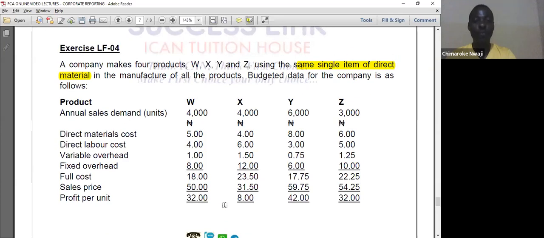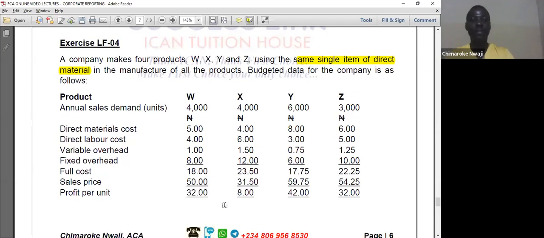78,000 naira worth of materials. So you see, this is a special type of limiting factor. Now they said direct material is going to be your limiting factor. So here, how do you change direct material from costs to units?